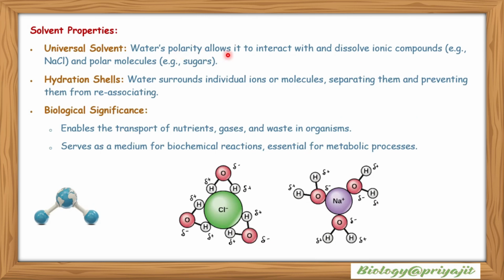Water's polarity allows it to interact with and dissolve ionic compounds like NaCl and polar molecules like sugar. Hydration shell: what do water molecules do? Water surrounds individual ions or molecules, separating them and preventing them from reassociation. So the biological significance of the solvent property is enabling the transport of nutrients, gases and wastes in organisms, and it serves as a medium for biochemical reactions essential for metabolic processes.